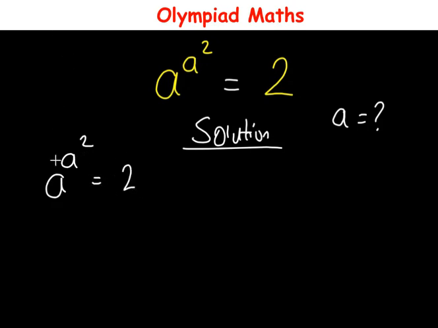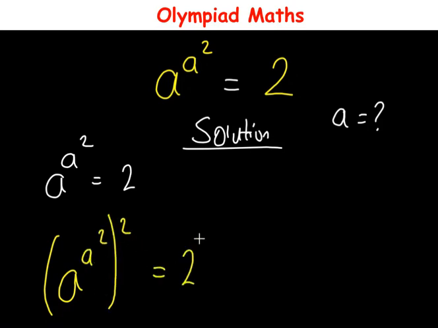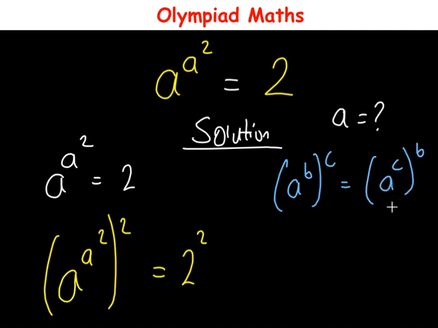The first thing we're going to do is square both sides of the equation. So this becomes, in brackets, a raised to power a raised to power 2, all raised to power 2, is equal to 2 raised to power 2. Now we're going to apply this rule of indices: if you have a raised to power b, all raised to power c, this is equal to, in brackets, a raised to power c, all raised to power b.